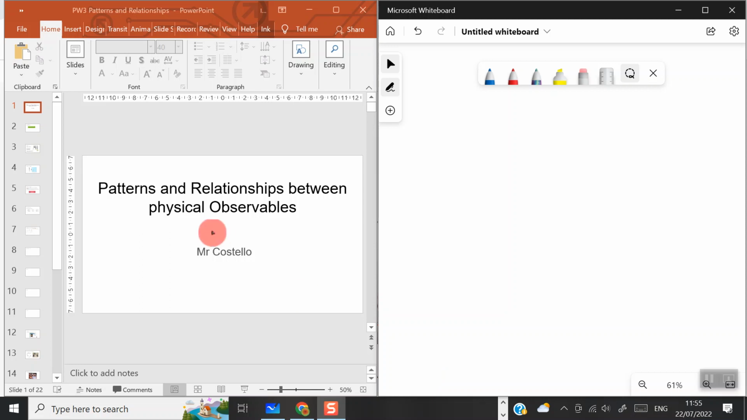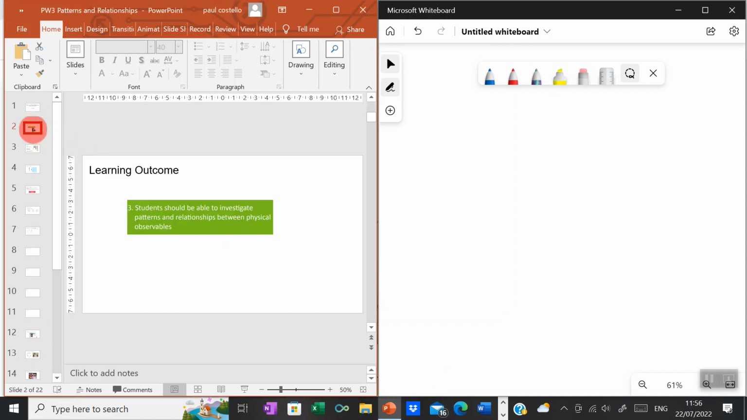So patterns and relationships between physical observables. So this is what we're going to look at. By the end of the lesson, and we're going to look at a couple of different examples of this, students should be able to investigate patterns and relationships between physical observables. Physical observables are just things that we can look at, make observations of and measure, and then we can look at patterns between these physically observable phenomena.